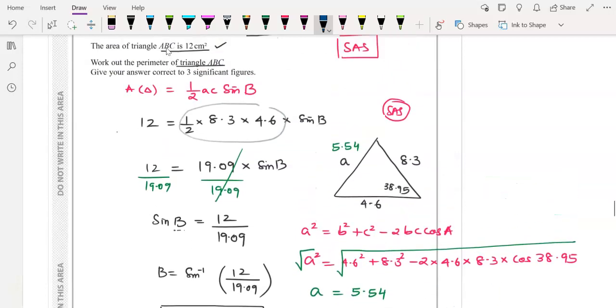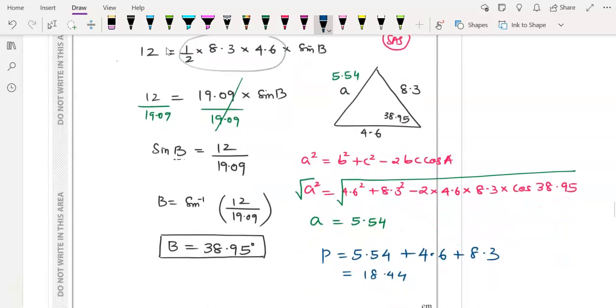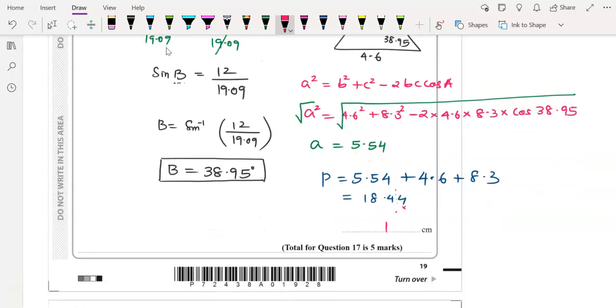Now let's look at the question. They want us to round the answer to three significant figures. So I want only the first three digits. Since the fourth digit is 4, it will not affect. So my final answer will be 18.4 centimeters.